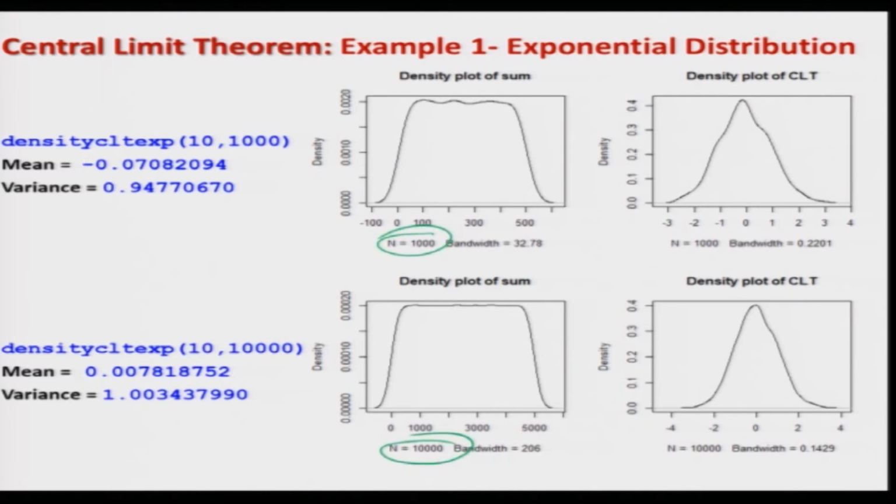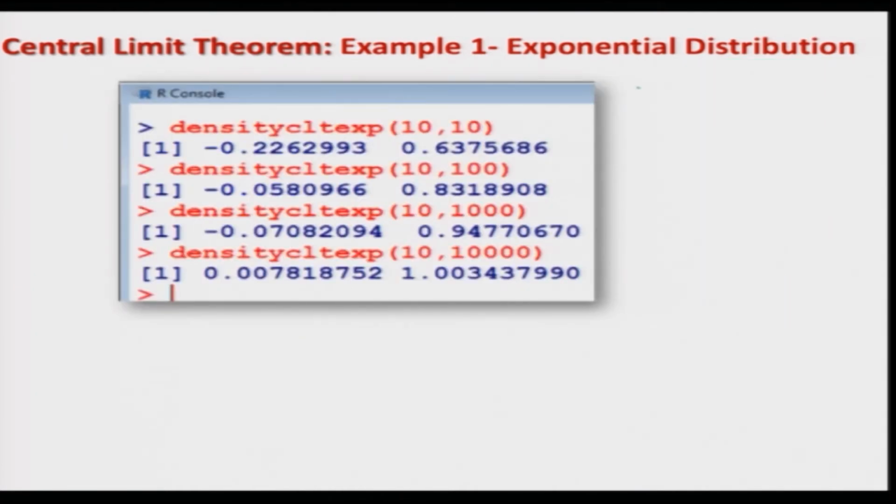Now, if you increase the sample size to 1000 and then to 10,000, the density plot of the sum will look like this or this. But if you plot the sum minus its mean divided by standard deviation, that is the CLT, it will look like this. You can see that as n goes to infinity, this curve becomes more symmetric and more similar to the normal density curve, and the mean and variance approach 0 and 1 respectively. So, this is the basic idea of the central limit theorem, and these are the results which I have reported here.